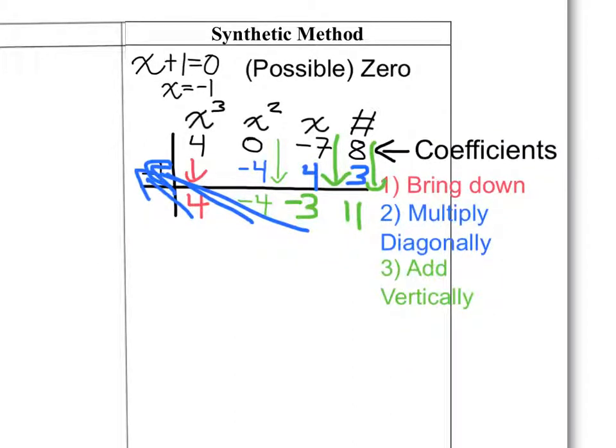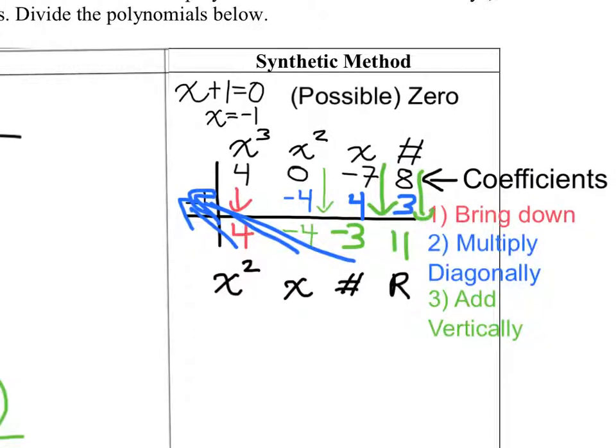The final thing we need to do is just interpret our quotient. Since we're dividing by an x, everything is going to drop down by 1 degree. So x to the third will drop down to x squared, will drop down to x to the first, x will drop down to the constant term, and the constant term will become the remainder.